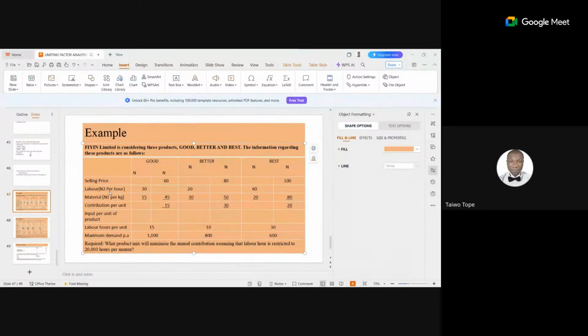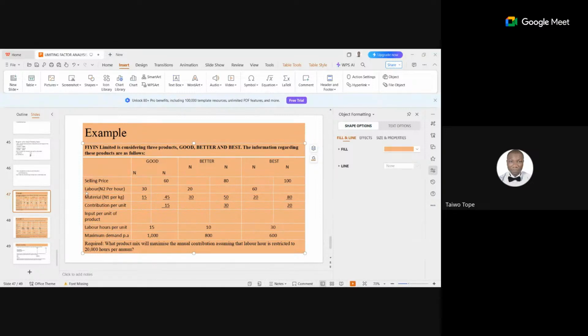Because in most questions, they will not give you this. They will not give you labor hours. You can see labor hours per unit, 15, 10, 30. Most questions will not give you. When you go to the past question, you will see a question like this. They will not give you this free of charge. You will need to solve for it.